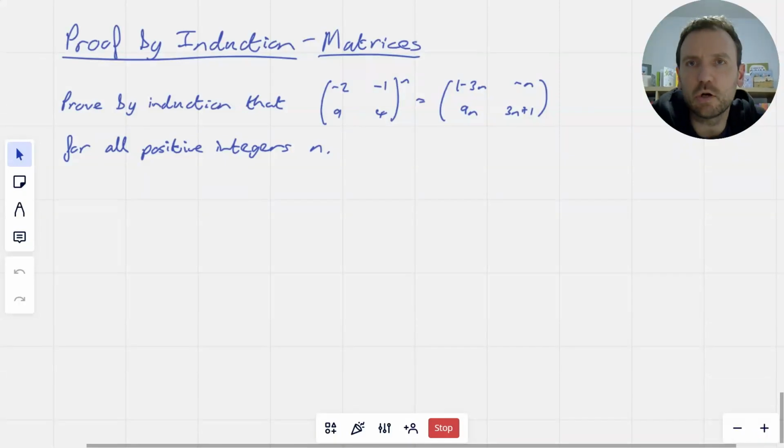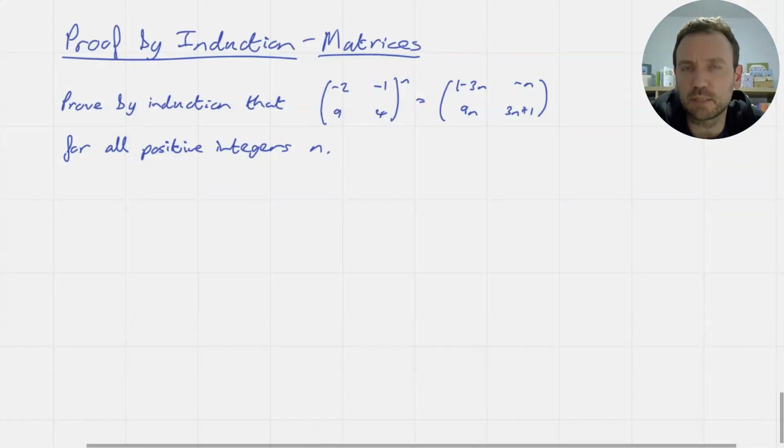In this video, I'm going to look at questions on proof by induction, but applying them to matrices. If you've seen any of my previous videos on proof by induction, the setup's going to be very similar. The difference will come when we have to use our inductive assumption. So as always, I'm going to start by just stating what our claim is.